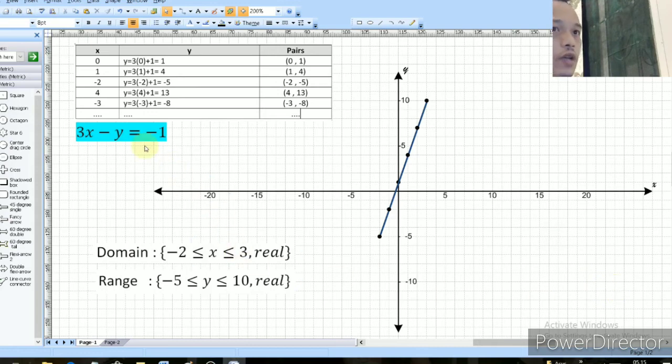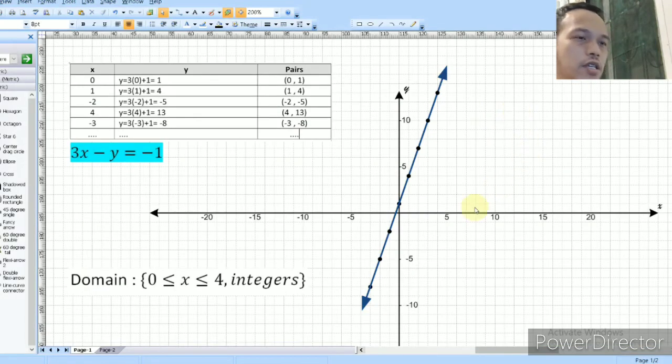Okay, so we have the same equation, but when I use a different domain, the graph will be different, since it's like it is being cut. And then you can see that the range will be different. It is not all real, but it will be between -5 until 10. Okay. And how about this domain?